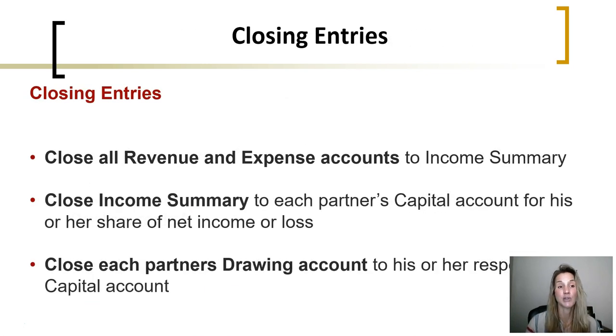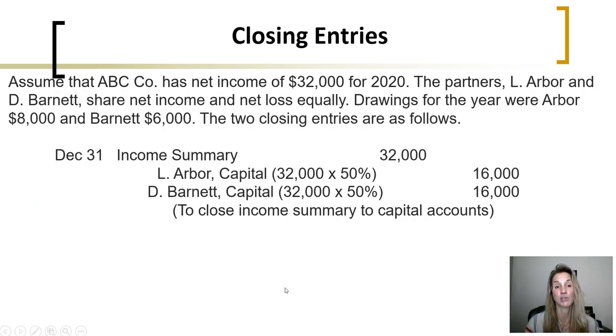The closing entries for a partnership are very similar as well to a proprietorship. All revenue and expense accounts are first closed to income summary. Then we close income summary to each partner's capital account for his or her share of net income or net loss. And then we close out the partner's drawing account. So the journal entries are the same, we just have two different capital accounts.